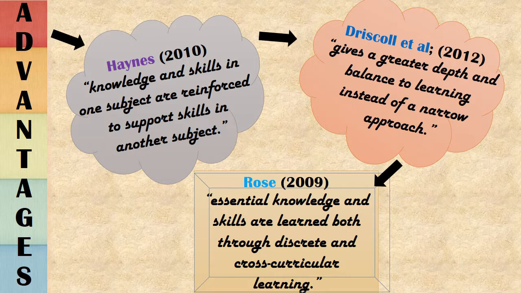To develop this ideology further, Driscoll et al. 2012 stated that cross-curricular approaches give greater depth and balance to learning instead of using a narrowed approach. This implies that cross-curricular teaching opens up a breadth of experiences that will make the learning more relevant to the child. Rose 2009 complements this idea, as the review found that high standards of subject knowledge are best secured when skills are learned through both discrete and cross-curricular teaching.